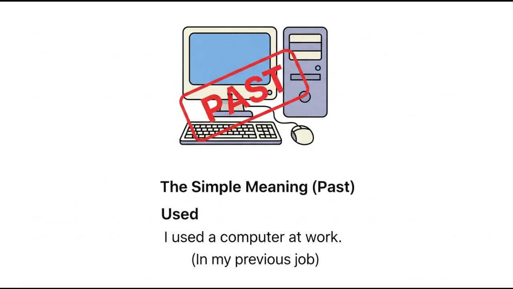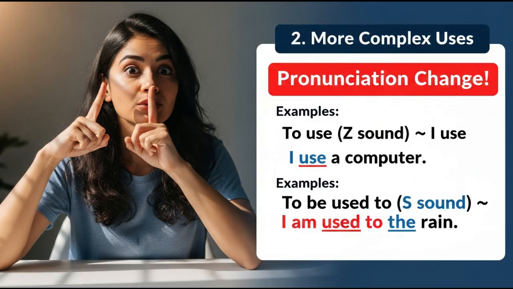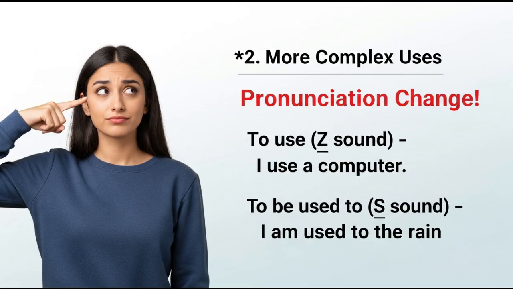And the first one is to get used to something. And you may have noticed when I said that, I made more of an S sound here, used. Whereas with this one, it has a sort of Z sound, to use, use. But then when we come to this, used, used, used to. Okay, so just remember there is a slight change of pronunciation when you say to get used to something.